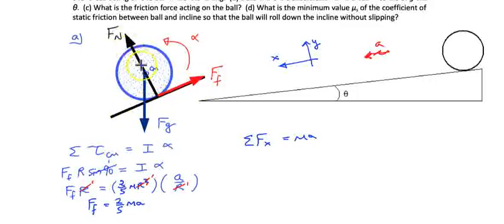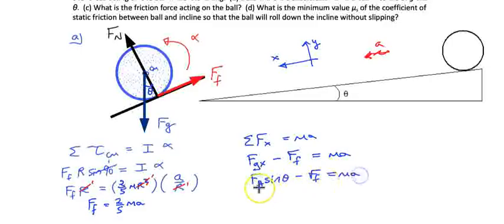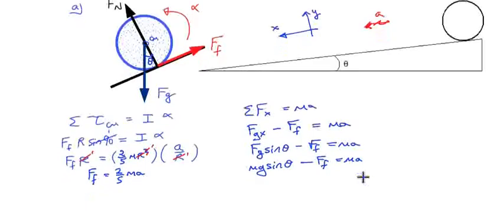But normal force would be going perpendicular to that. So we really have just Fgx minus the force of friction equals ma, right? And then if we want to write Fgx in terms of components, that's the same thing as writing Fg times sine theta minus force of friction equals ma. And then we replace Fg with mg sine theta minus ff equals ma. Okay, so we have two expressions.